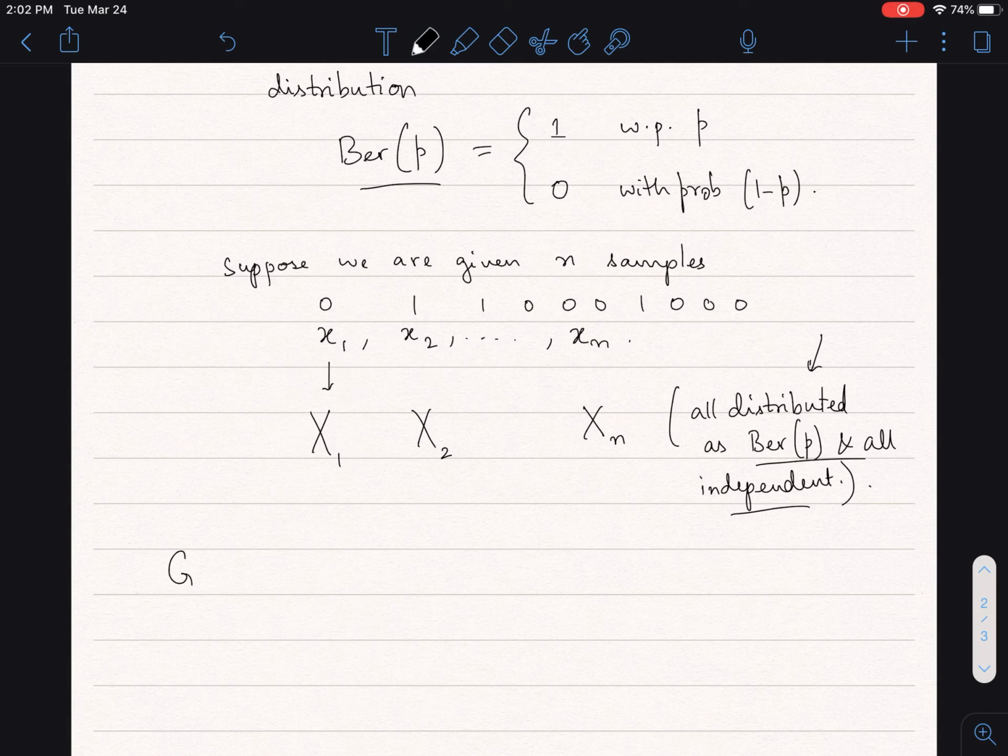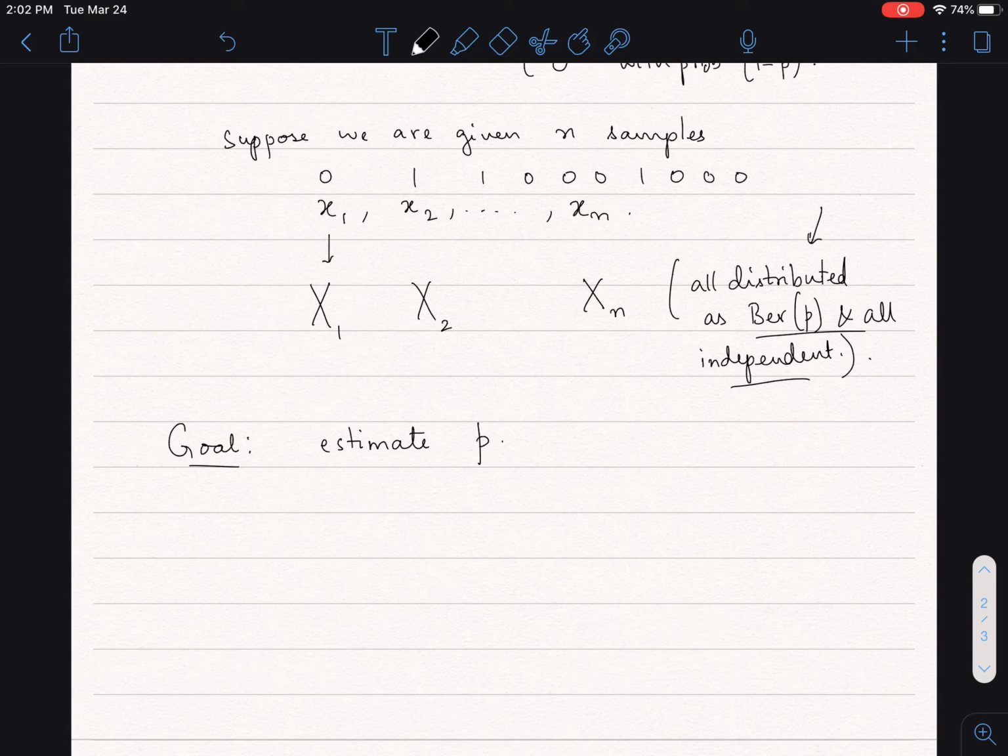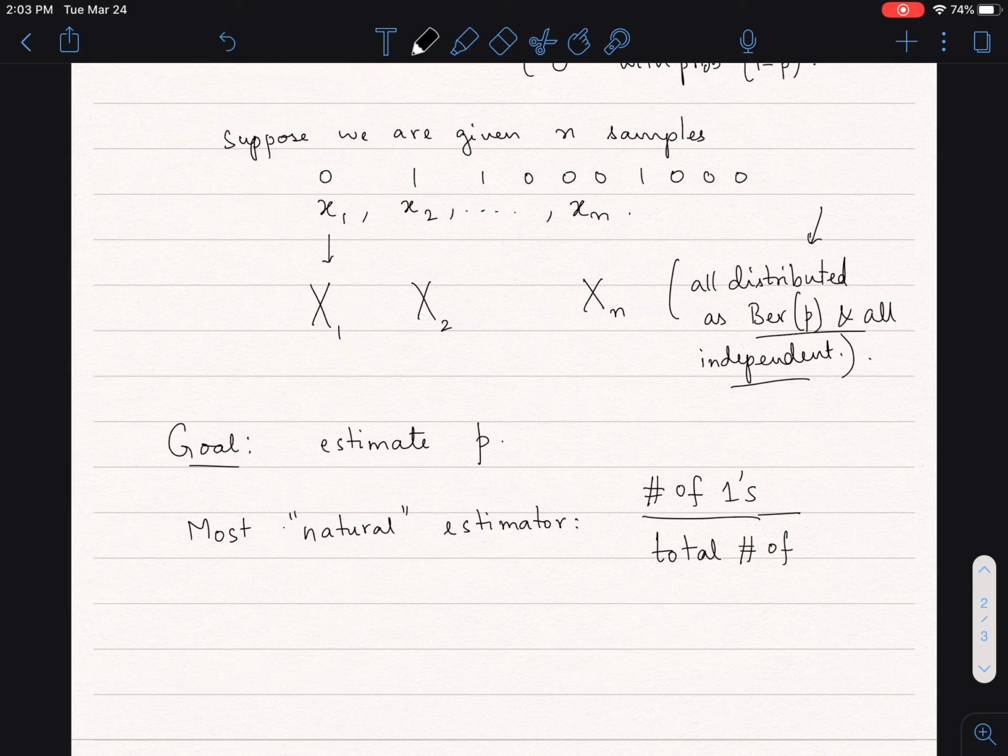So now the goal is to estimate p. The most natural estimator, intuitively, is the fraction of ones: number of ones divided by total number of samples. Right, so this intuitively is the most natural estimator, because each one is 0 or 1, and you are interested in the probability of it being a 1.